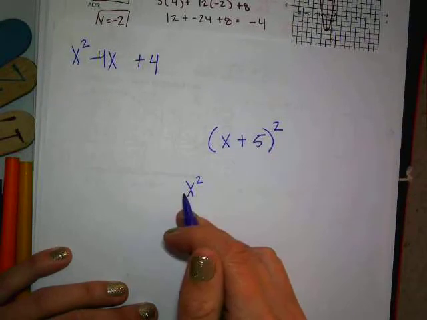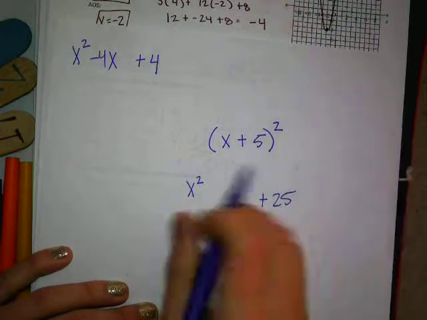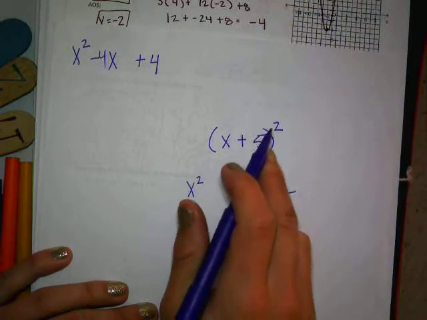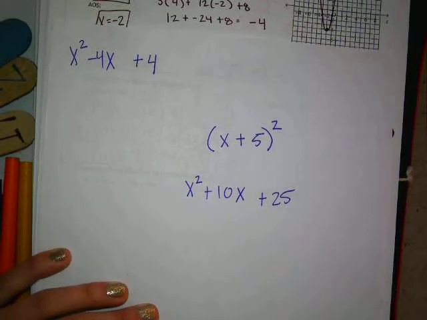First one squared is x squared. Last guy squared, 25. X times 5, 5x, times 2, 10x. That will only work for something that's squared, though.